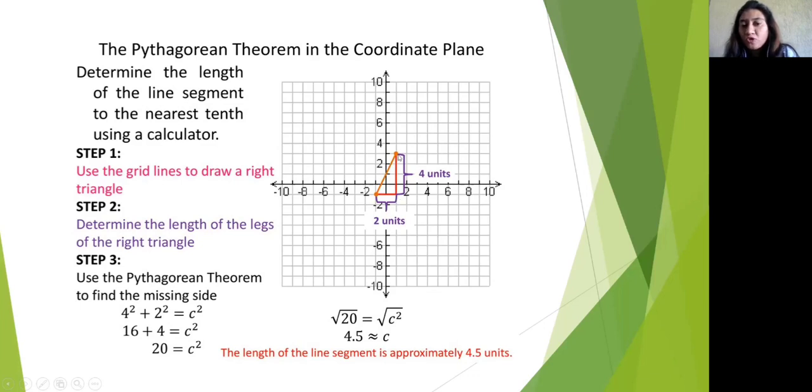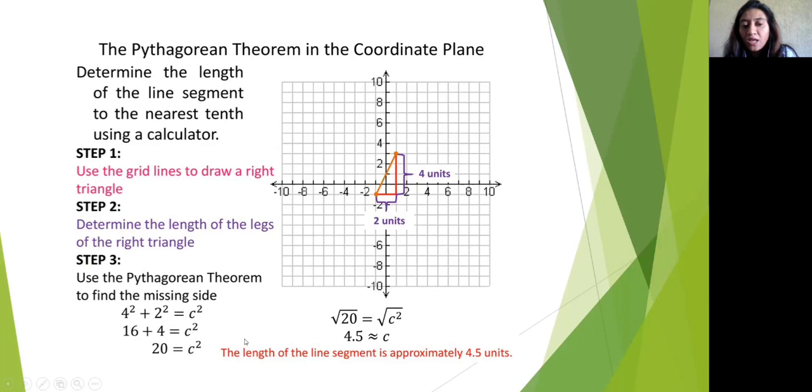These points we will join. Opposite to 90 degrees is known as the hypotenuse. So Pythagoras theorem says that opposite square plus adjacent square equals hypotenuse square. So what will we do? 4 square plus 2 square equals c square. That c is the hypotenuse. Now 16 plus 4 is 20.